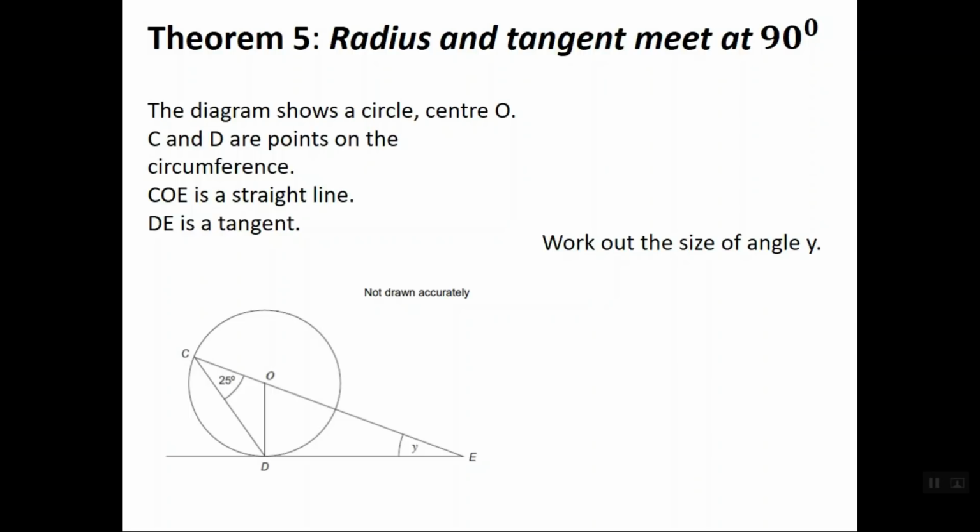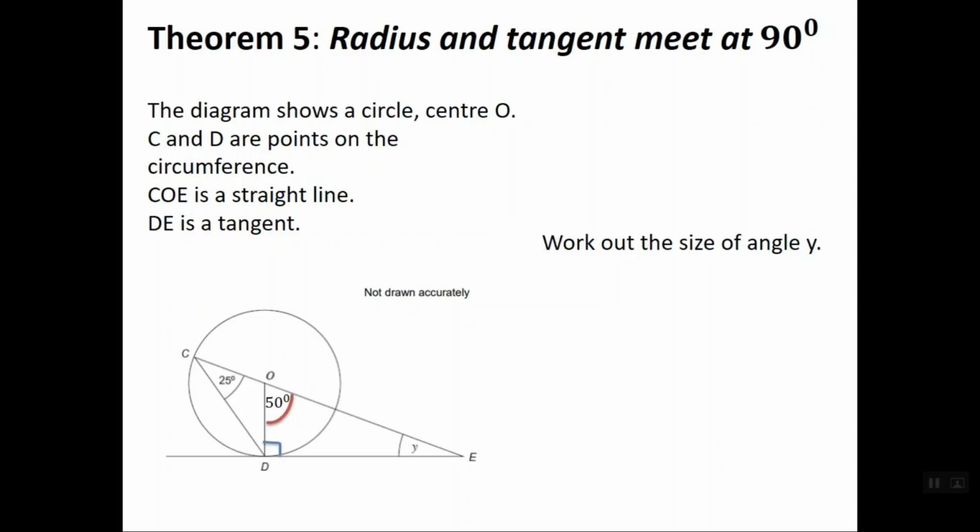So what I know so far is that the angle at the center is twice the angle at the circumference. The angle at the circumference is 25 degrees, which means the angle at the center would be 50 degrees. What I also know is that the radius and the tangent meet at 90 degrees. So that angle there is 90 degrees.